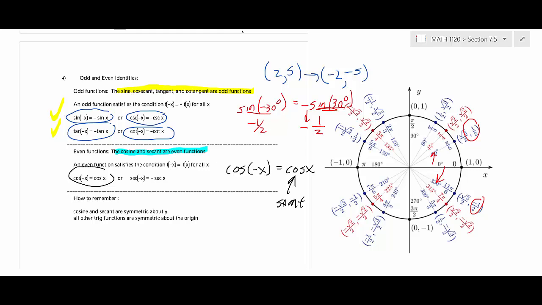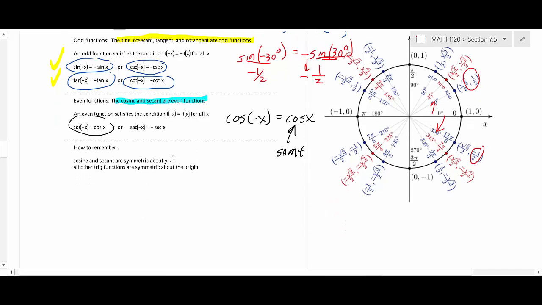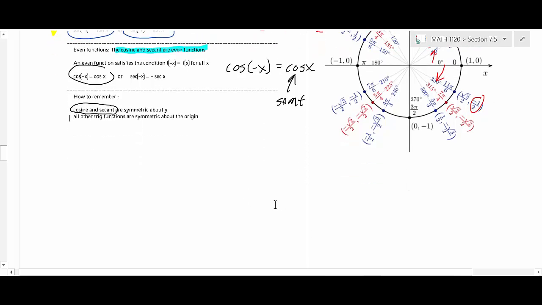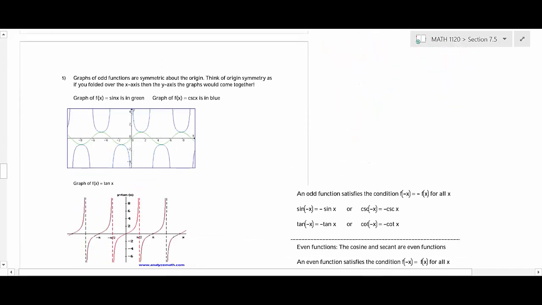Okay, you want to kind of say these things in words, and that'll help you remember this a little better. Here's one way. If you can just remember cosine and secant are even, then the other ones are odd. There's only two even functions. The other ones are odd. Once we start graphing over the next couple of classes, I think that will help you with that a little bit more too.